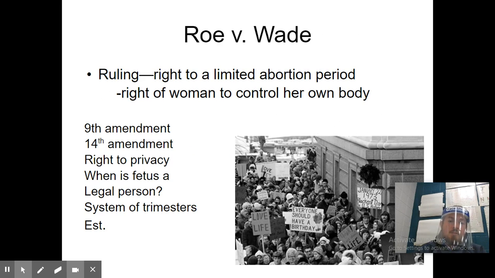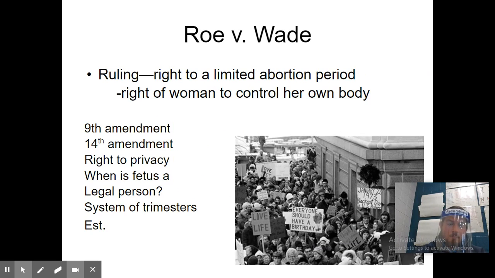Roe v. Wade, this is one of the most debated court cases in history. It's the right to a limited abortion period. This is what's established like trimesters and when someone can have an abortion. Also, the right of a woman to control her own body. This falls under the 9th Amendment, which gives, again, the rights that aren't in the first 8 amendments to individuals, the people, and the 14th Amendment, which is equal protection under the law.